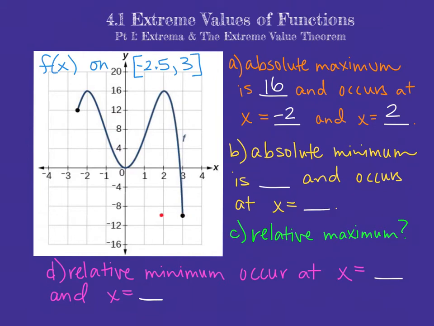That minimum value, it looks like it's right in between here, so it looks like the minimum value is -10. And where does it occur? It occurs when x is 3. The coordinate point 3, -10.